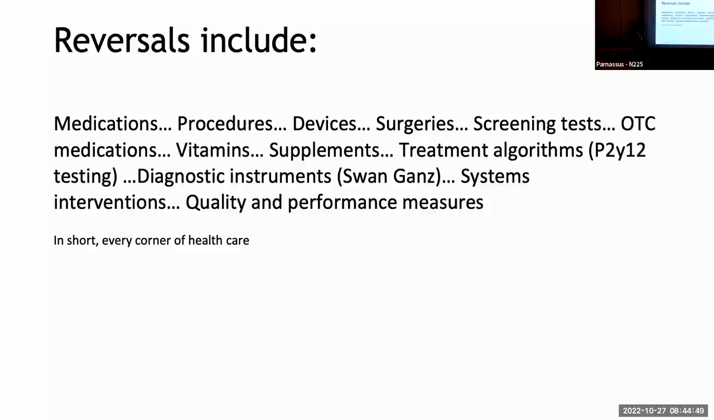Diagnostic instruments like the Swan-Ganz catheter, systems interventions like gown and glove precautions. Many of these things have fallen by the wayside. Like gowns and gloves for people who are MRSA positive sounds really great. You have two cluster randomized trials that are negative, BUG and STAR-ICU.